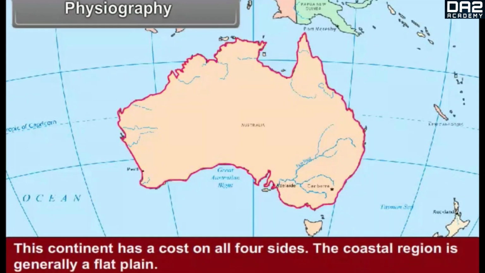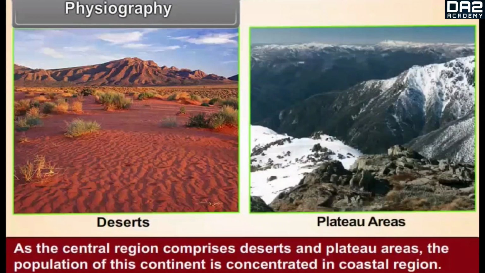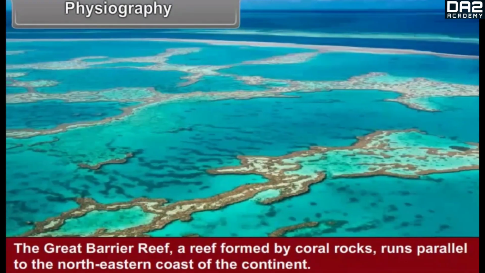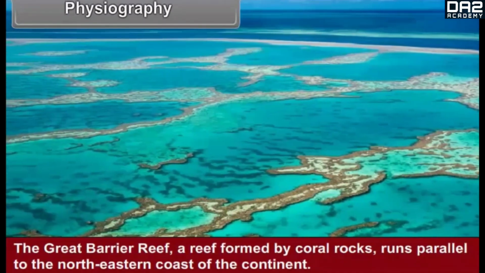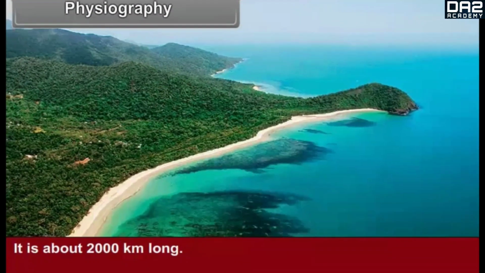This continent has a coast on all four sides. The coastal region is generally a flat plain. As the central region comprises deserts and plateau areas, the population of this continent is concentrated in the coastal region. The Great Barrier Reef, a reef formed by coral rocks, runs parallel to the northeastern coast of the continent. It is about 2,000 kilometers long.